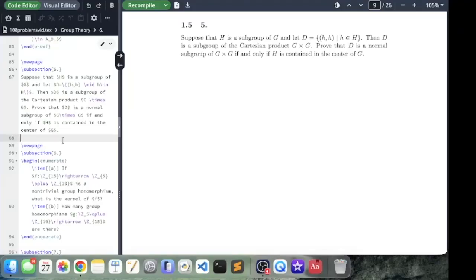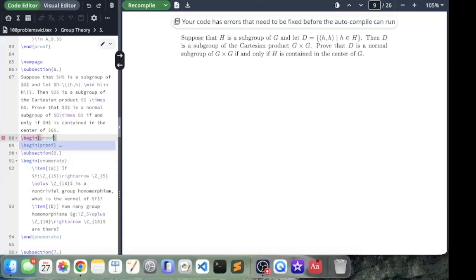All right, we have problem 5 of group theory. It says, suppose that H is a subgroup of G and let D be the set of tuples (h, h) with h from H. Then D is a subgroup of the Cartesian product G cross G. Prove that D is a normal subgroup of G cross G if and only if H is contained in the center of G. All right, this is a fun proof.